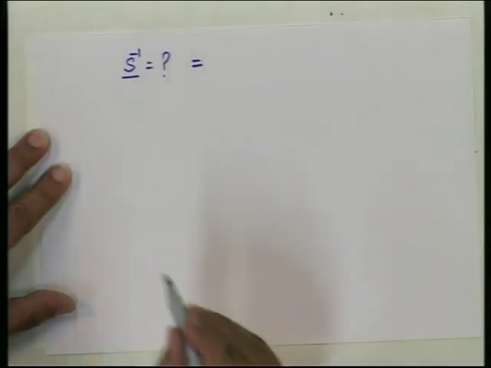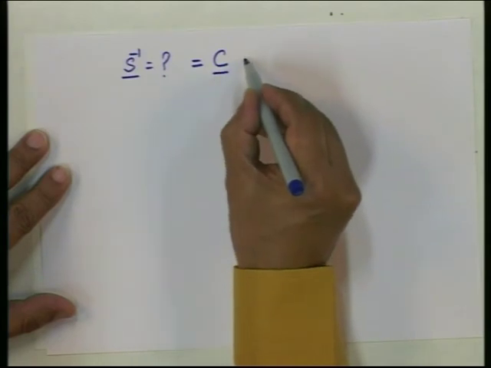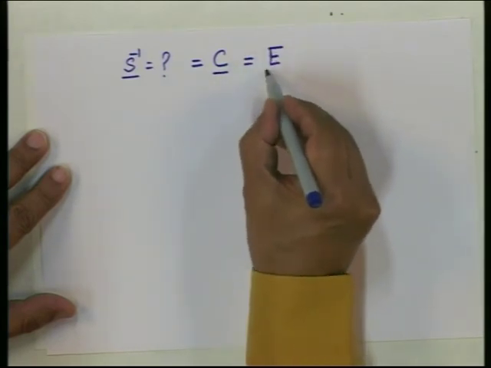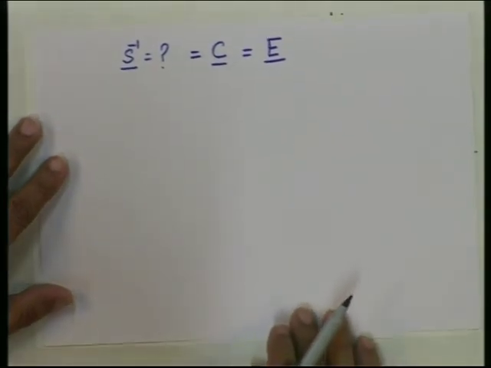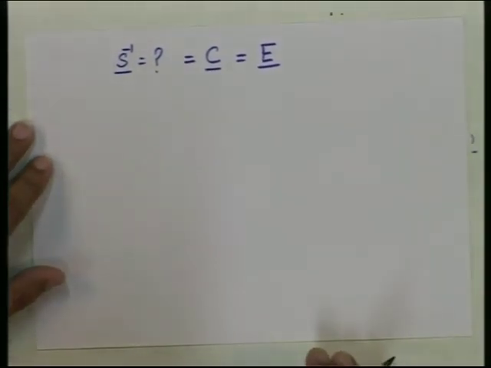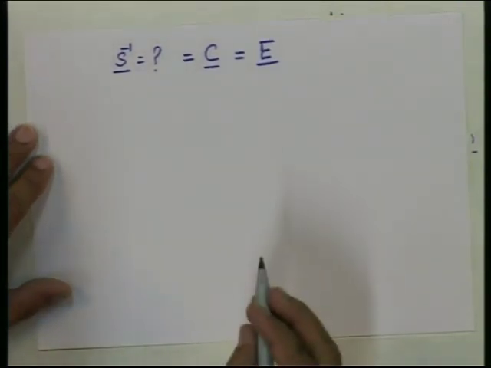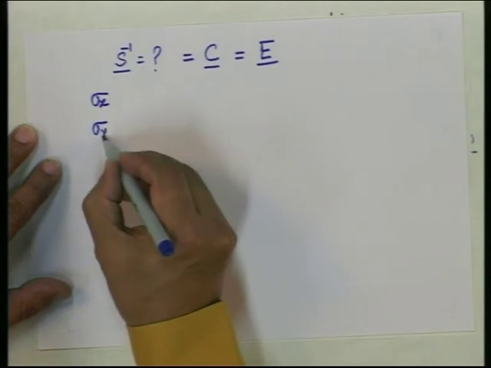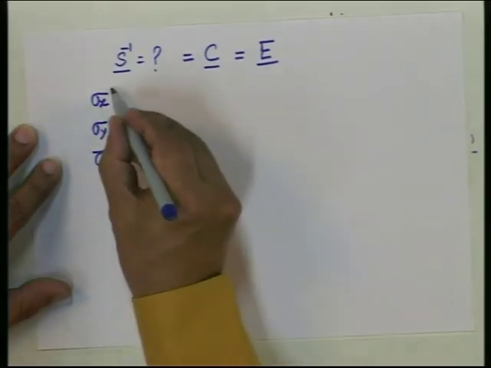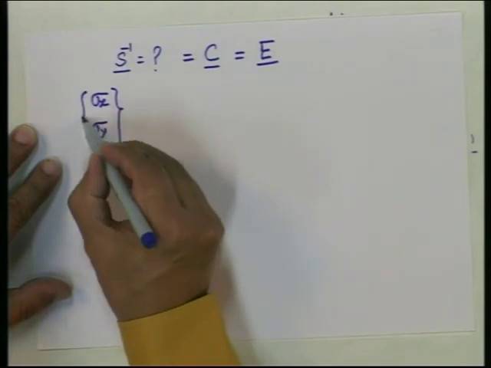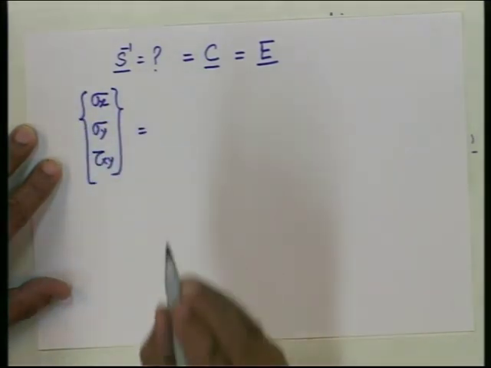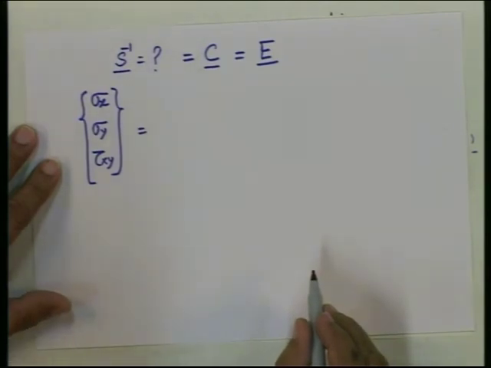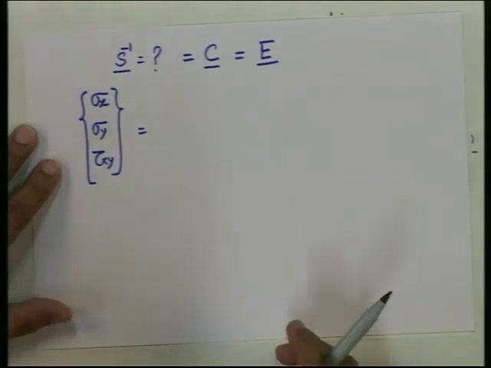And the S inverse will be equal to what? C, or we are also calling it E. S inverse is the elasticity matrix we are calling, the stiffness matrix of the material. Okay. So, S inverse can be found out, and now we can get sigma x, sigma y, tau x y. Anybody who will give me E by 1 minus nu square?